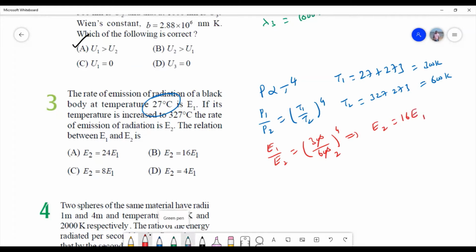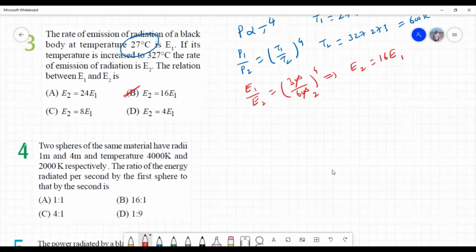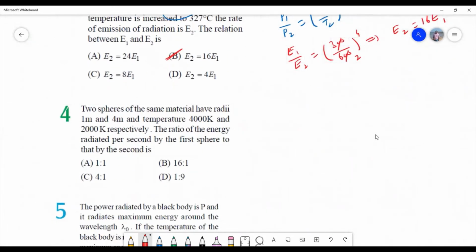So the answer is E2 is equal to 16 E1. That is formula based. Now let's move on to problem number 4. Two spheres of the same material have radii 1m and 4m. So let's take R1 as 1m, R2 as 4m. While solving problems, it is always better to write the data on the paper so that you can get the answer very easily. So T1 is 4000 Kelvin and T2 is 2000 Kelvin.